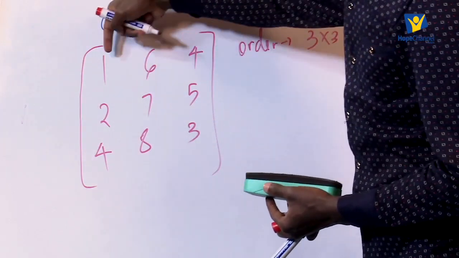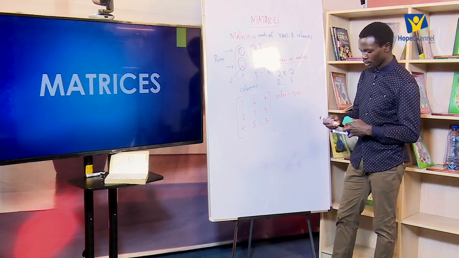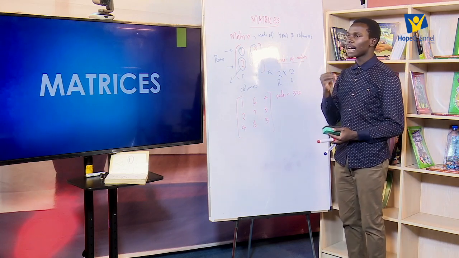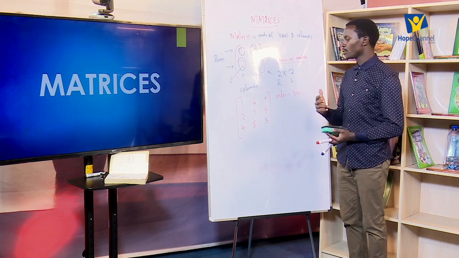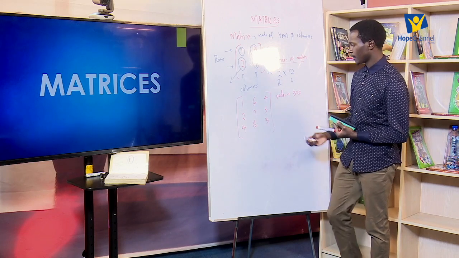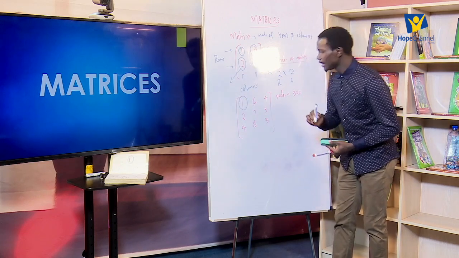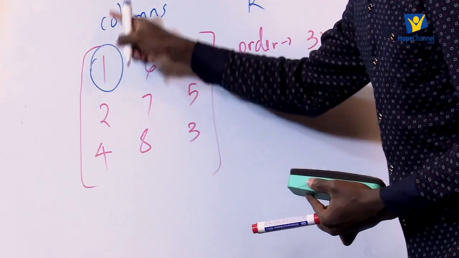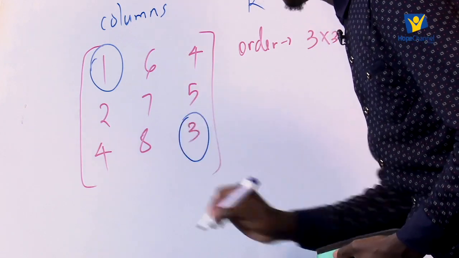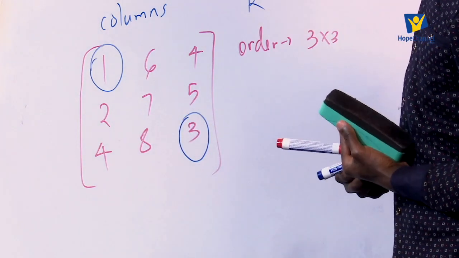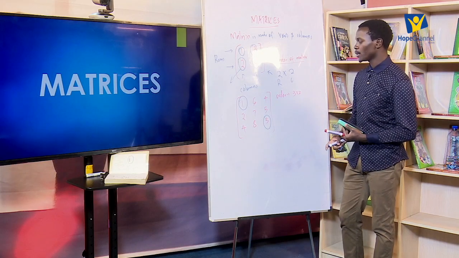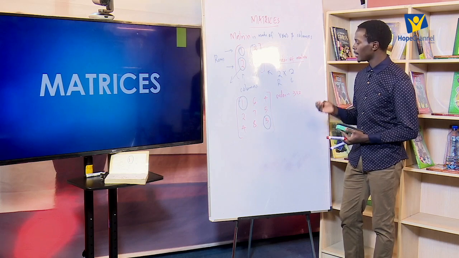Now the elements, we can see them at their respective positions. When you are talking of a given element, you address it as per its position, meaning its row and its column. For example, this 1 here is in the first row and the first column. This 3 there is in the 3rd row and the 3rd column. So it is good to always note the position of an element in a matrix.